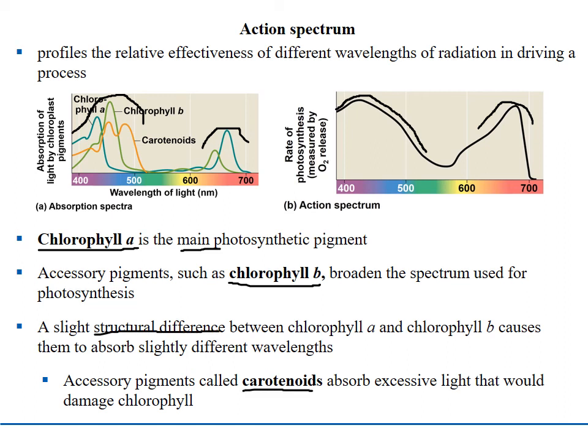The carotenoids, as I mentioned earlier, have a really important job. Their job is to absorb excessive amounts of light that would damage the chlorophyll. So you've got an overlap between A and B that allows this plant to take in quite a bit of light, but it is possible to get too much light. And so the carotenoids' job is to limit the quantity of light that's coming in to avoid damaging the pigments.